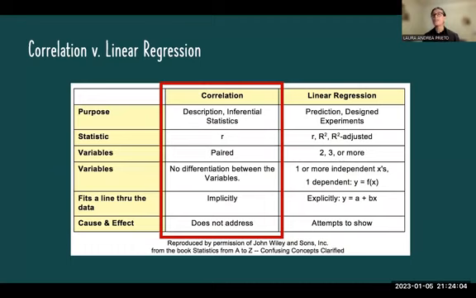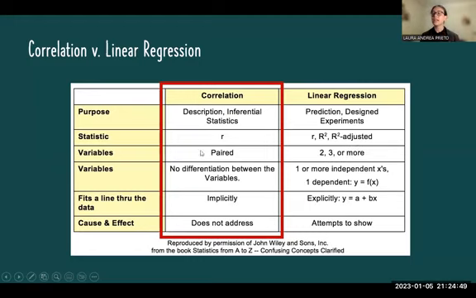So starting off, I want to first talk about the differences between correlational analysis and linear regressions. Correlational analysis is purely descriptive. So I'm not trying to predict or design any specific experiments. In fact, I'm just trying to look at the relationship between two variables. The way I do that is using R, and R really helps me explain the strength as well as the direction of this relationship. In linear regressions, we also have other types of values that we're looking at, such as R, R squared, and R squared adjusted, which really relies on the number of variables you have.